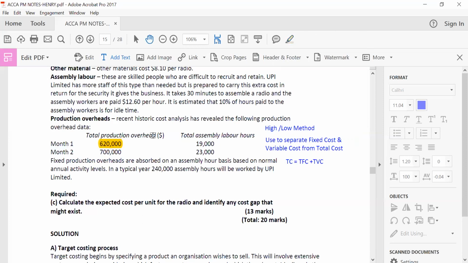We have it to be $620,000, in dollars, monetary value. Then we have another of $700,000. The basis of absorption is assembly labor hours, because for overhead we can use either absorption costing or activity-based costing, but here absorption costing is applicable. So I need to use the principle of the high-low method.